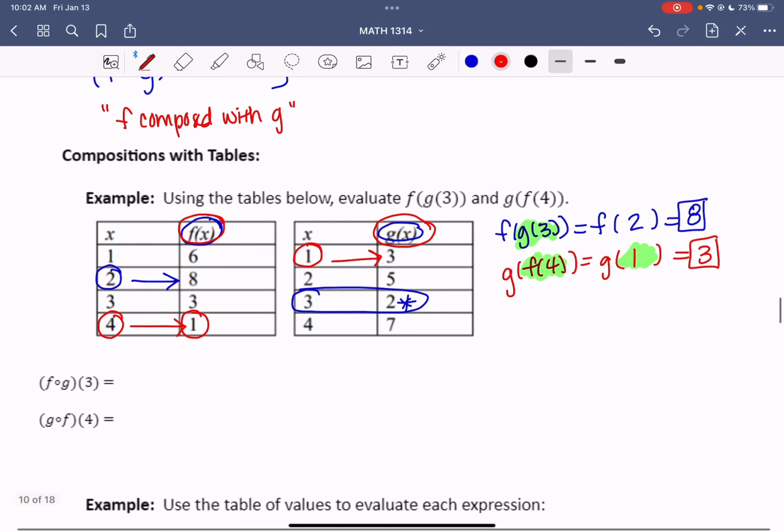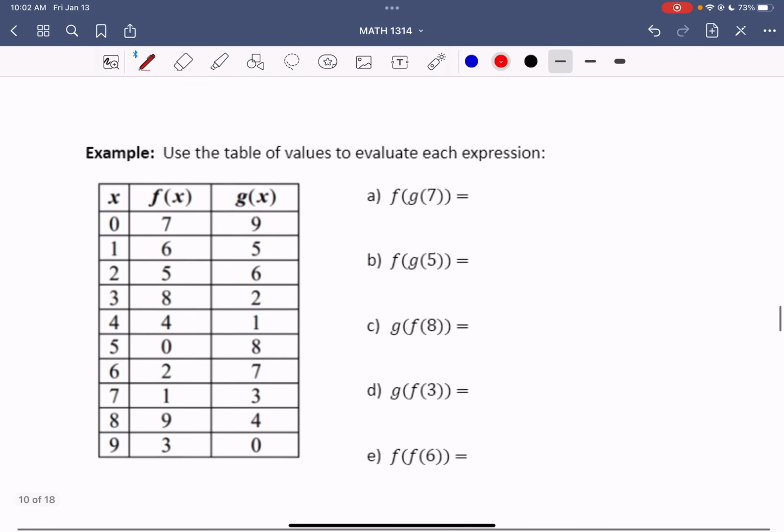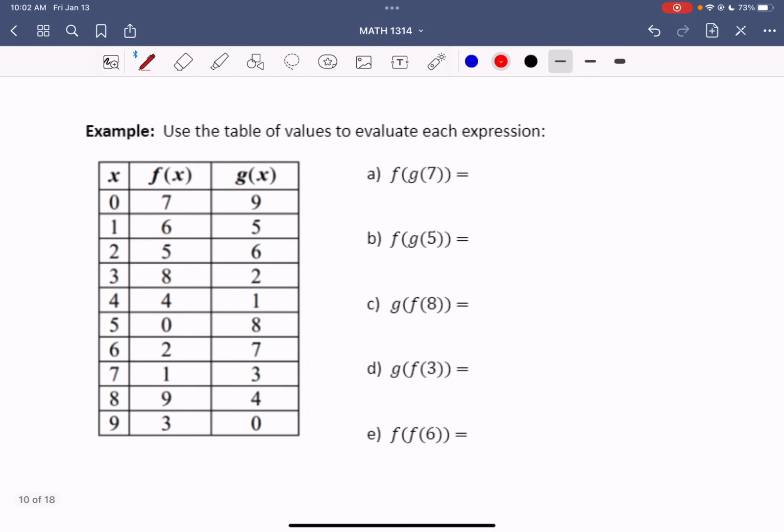Let's look at a little bit larger table and see what we can do with it. So we've got lots of different options here as we're going to be jumping around a little bit. What is different with this one is here is the x values.